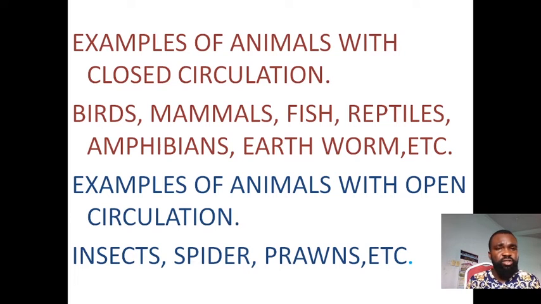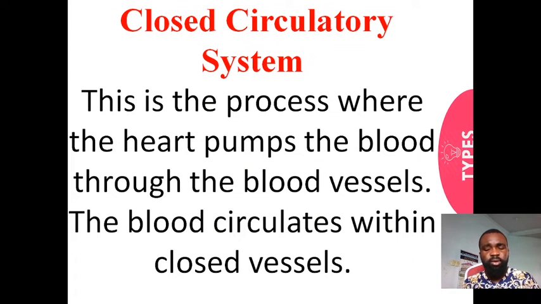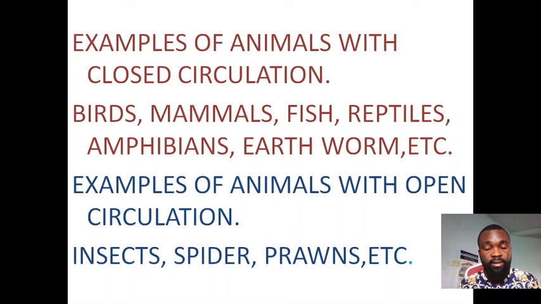Remember, in the closed circulatory system, the heart pumps blood, and the blood flows through the blood vessels. I told you the blood vessels are the arteries, the veins, the capillaries. We also said the blood circulates within the closed vessels. And in the open circulatory system, the blood is not conducted by any blood vessels. It just flows freely through the body cavities, through every space and opening in the body. They are just flowing. They are not being channeled by blood vessels.